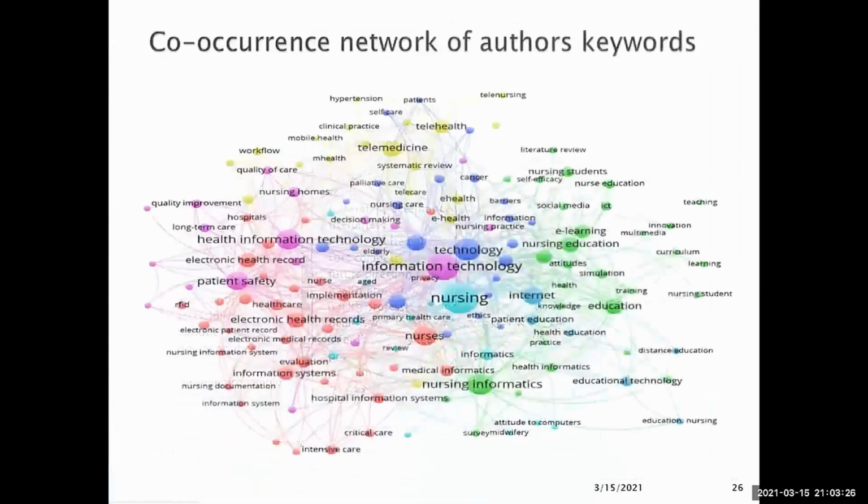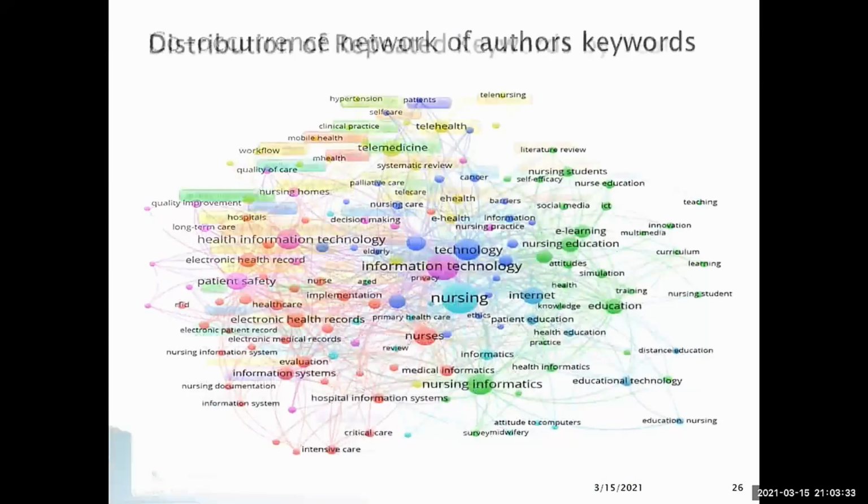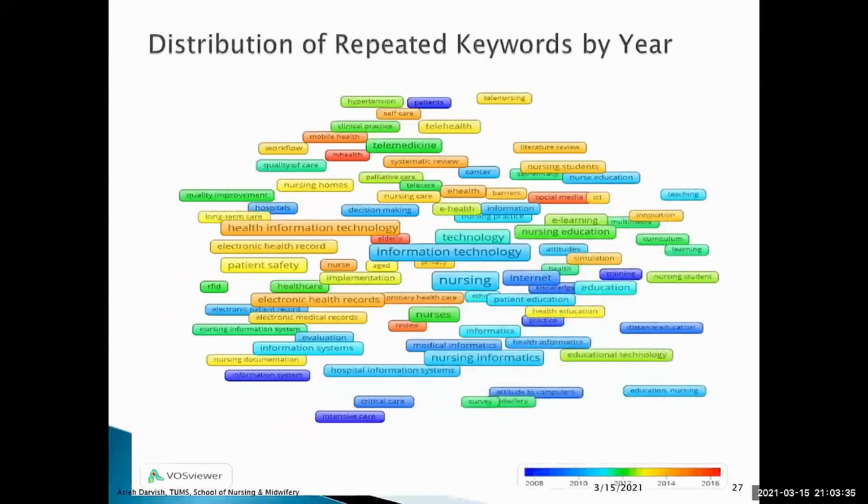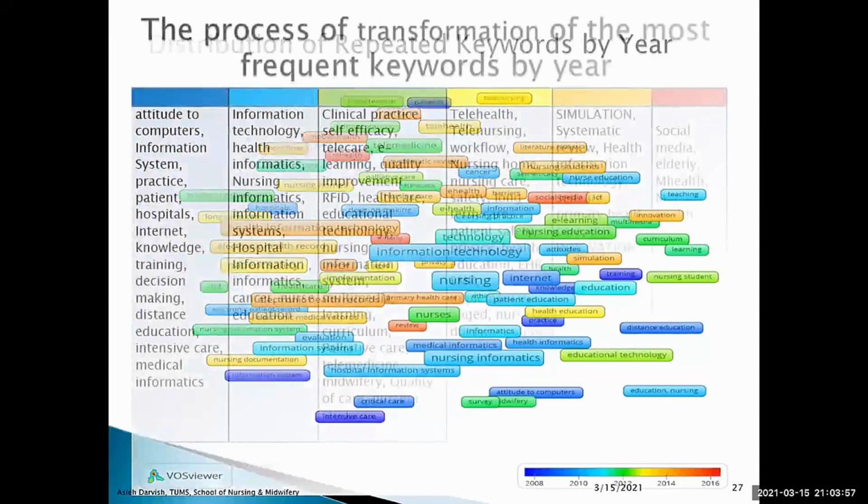Now, what is the use of these keywords? Before that, I show you the visualization of the occurrence of keywords, and we can also have this visualization by year. These are the colors. Here you can easily see the dark blue are older. So the keywords which are in dark blue are older, and the keywords in dark red are newer.